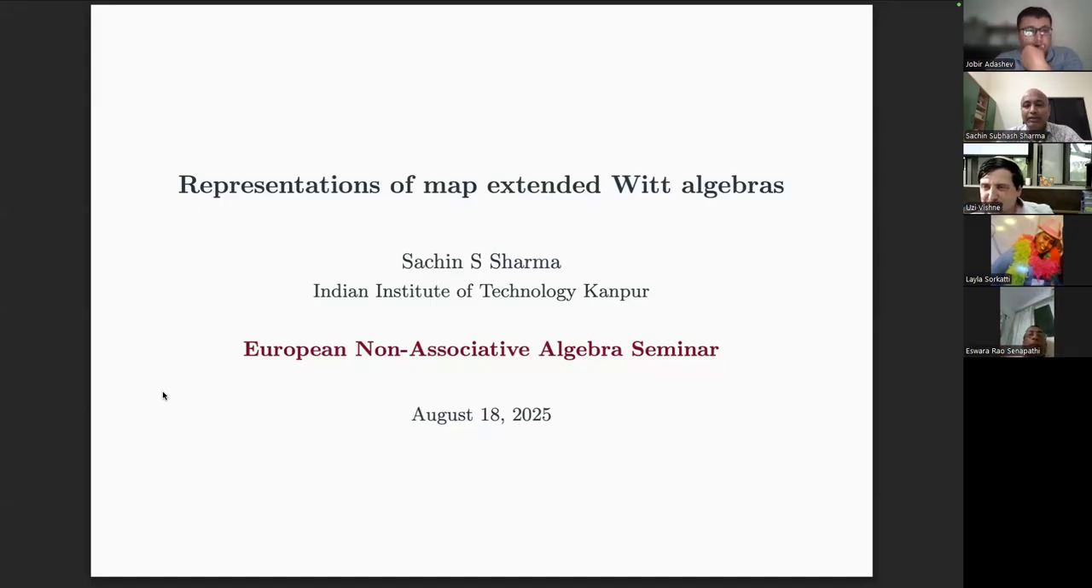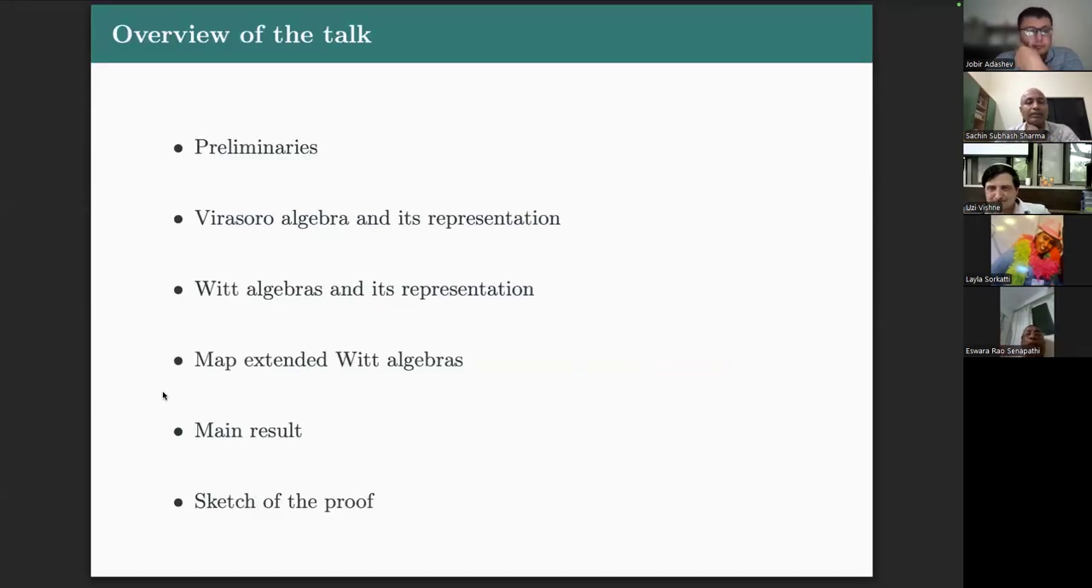So later, it's just an overview of the talk. And then the generalization of the Virasoro algebra is nothing but the Witt algebra.